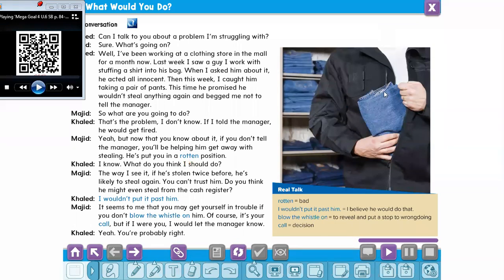Thanks. Now I want to know the meaning of this phrase. I wouldn't put it past him. What does it mean?